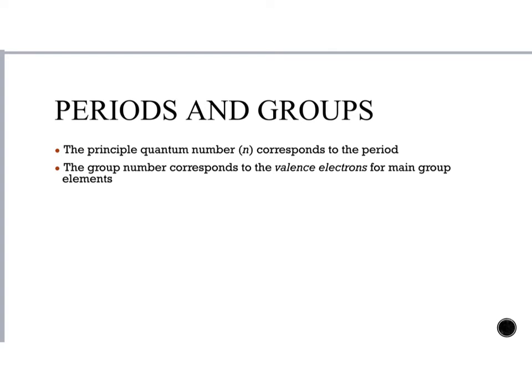The principal quantum number, which is the first quantum number that is assigned to an electron, gives the period for main group elements, but doesn't necessarily give the period for transition elements. But in general, it gives you the relative distance from the nucleus. The group number at the top corresponds to the valence electrons for the main group elements only.